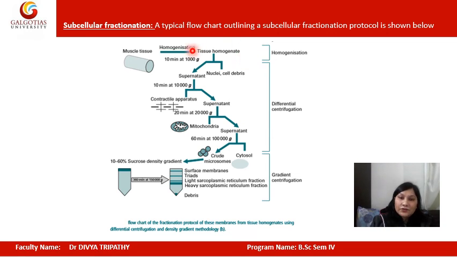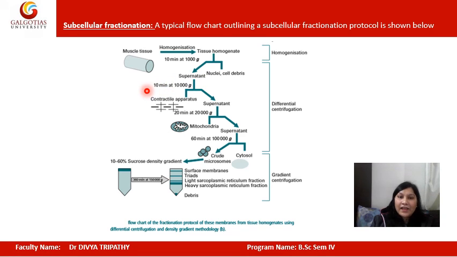Once we get the tissue homogenate, we will subject it to differential centrifugation, and this differential centrifugation will involve many steps. The first step will be the application of centrifugation for 10 minutes at 1000 G. In this process, we will get the pellet of nuclei and cell debris, which are the largest particles present in the cell, and a supernatant. We will separate this pellet from the supernatant, and the supernatant will then be further subjected to the second cycle.